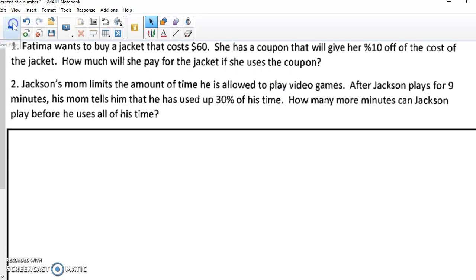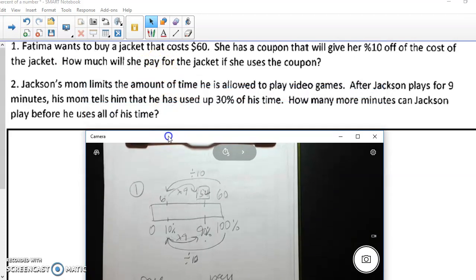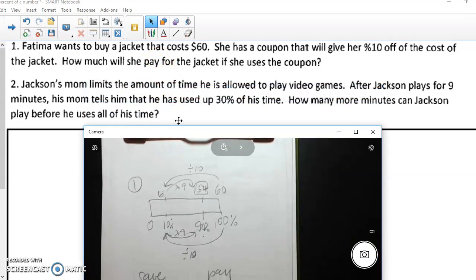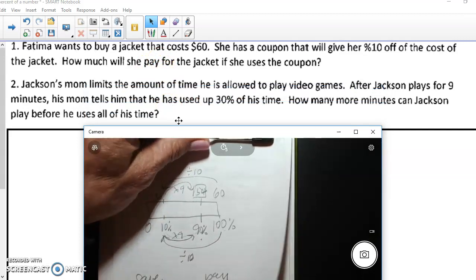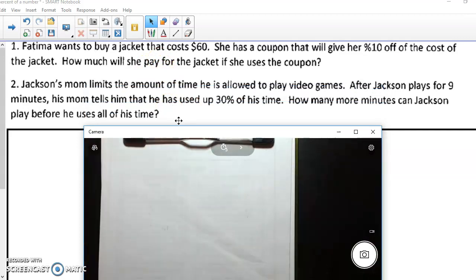All right, now let's look at the second one, Jackson's mom. Jackson's mom limits the amount of time that he's allowed to play video games. What a good mom. After Jackson plays for 9 minutes, his mom tells him that he has used up 30% of his time. How many more minutes can Jackson play before he uses all of his time?